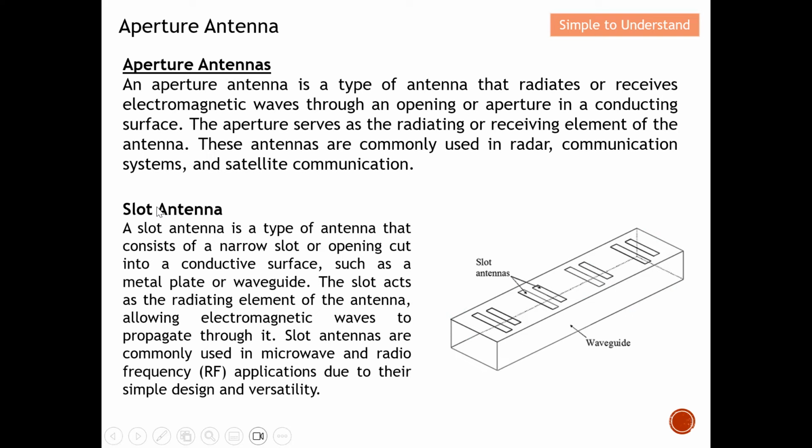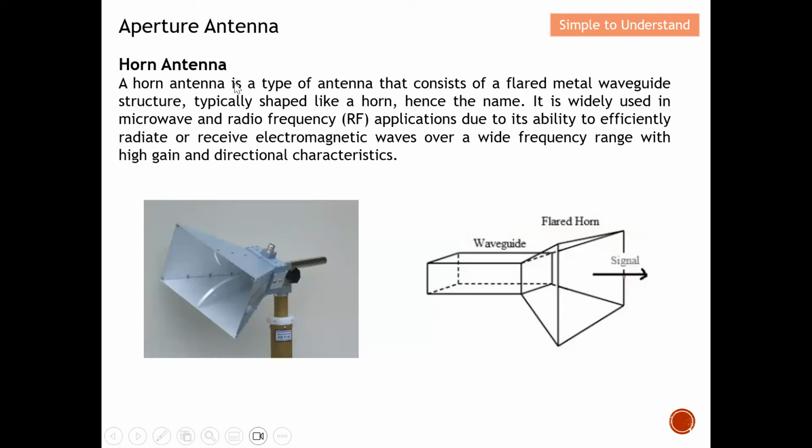Let's move on to the horn antenna. A horn antenna is a type of antenna that consists of a flared metal waveguide structure, typically shaped like a horn, as you can see from here. Typically it looks like a horn, and therefore this is called a horn antenna. It is widely used in microwave, again in higher frequency applications, due to its ability to effectively radiate or receive electromagnetic waves over a wide frequency range with high gain and directionality.